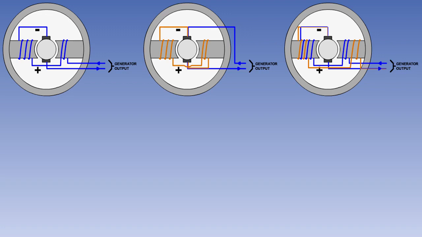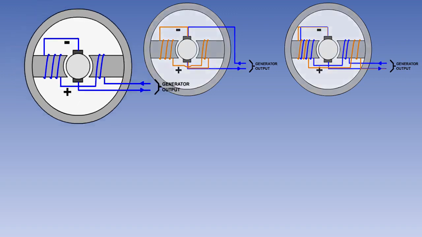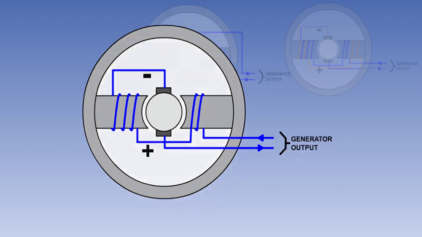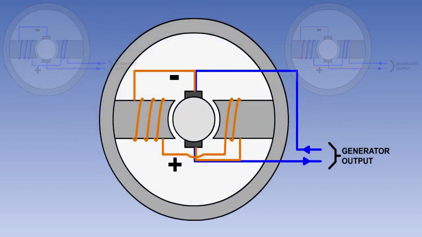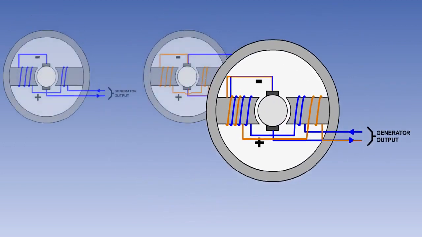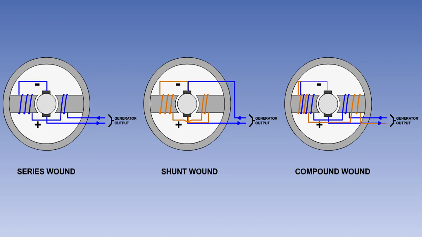DC generators are identified by the way in which their field windings are supplied with current. The three types of field winding connections are known as series, shunt, and compound. We will look at each type in turn, beginning with the series wound field.